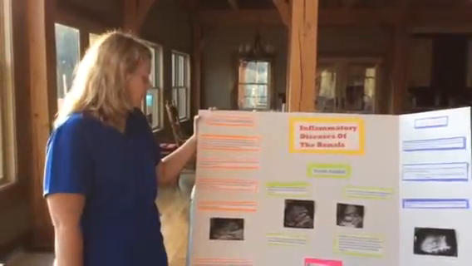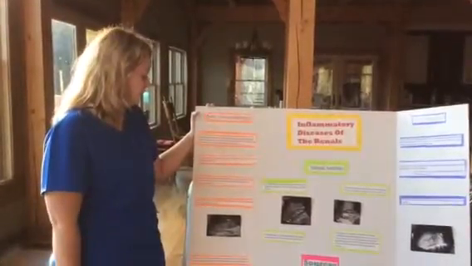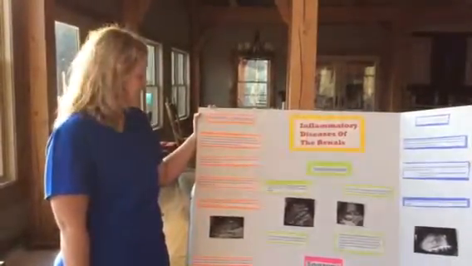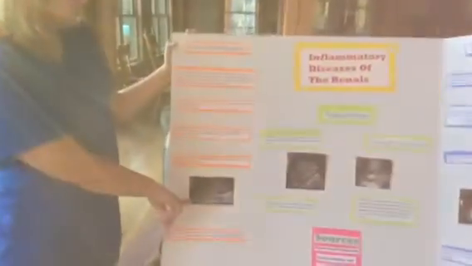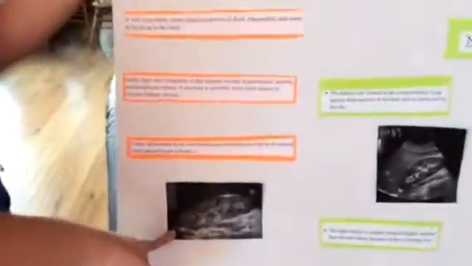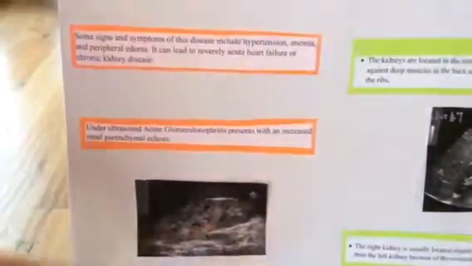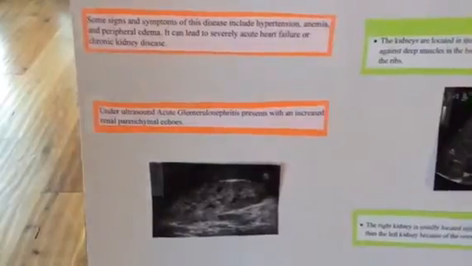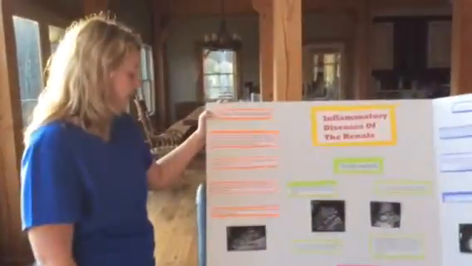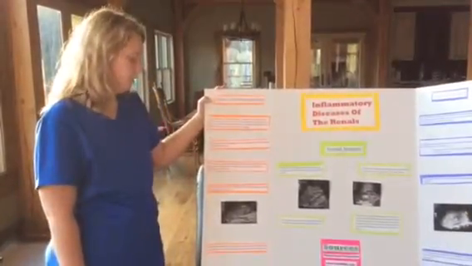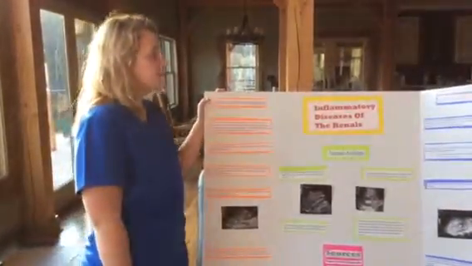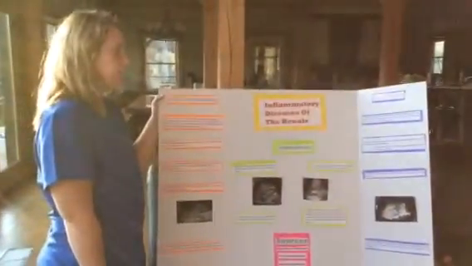Under ultrasound, acute glomerulonephritis presents with increased renal parenchymal echoes. And I included this image of the kidney under ultrasound, and it shows the increased parenchymal echoes. It shows that it's slightly more echogenic than the normal kidney. The treatment choice for this disease is usually dialysis, but sometimes the patient may be treated for high blood pressure if it's caught early.